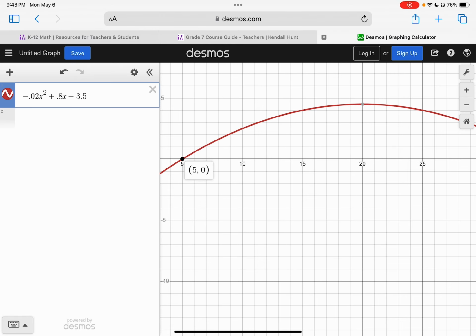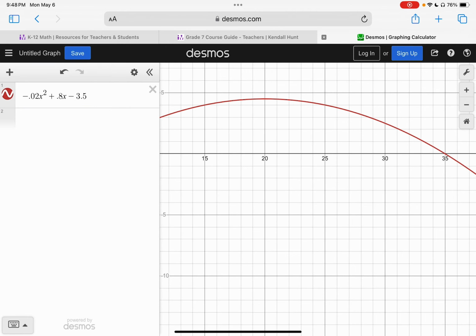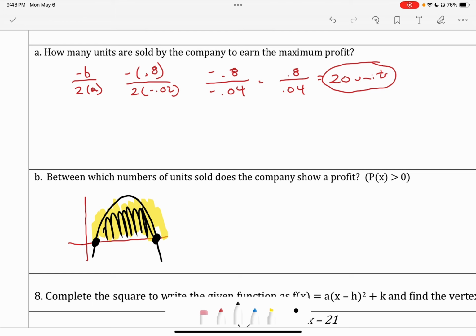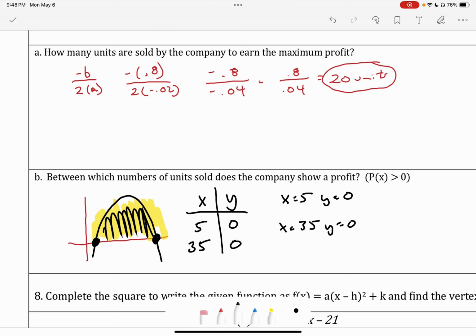Well, we see one time that it crosses the x-axis at 5, and the other time it crosses the x-axis at 35. We would also see that in a table. If we looked at the table of values, and again, we were looking at x and y, we would see 5, 0, and we would see 35 with a 0. But what we just saw there was x equals 5, y equals 0, x equals 35, y equals 0.